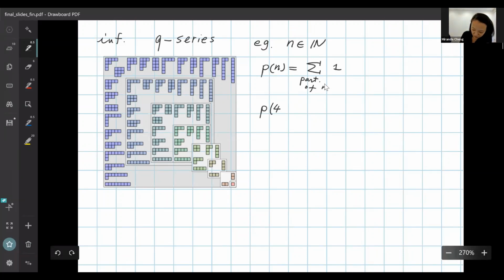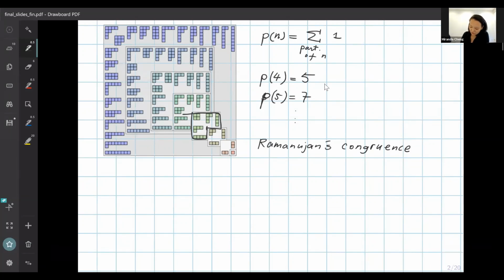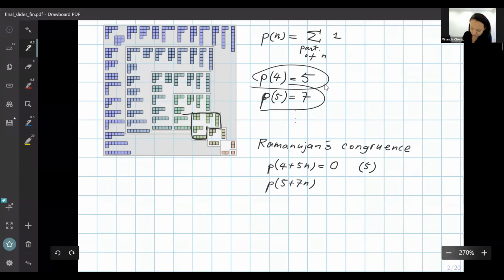For instance, when n is 4, as you can see here, there are 5 ways to partition the number 4. And there are 7 ways to partition the number 5, and so on. And in fact, Ramanujan made this very interesting observation, which is that the infinite sequence of partition numbers actually satisfies a congruence relation, namely, for all numbers that are equal to 4 mod 5, for instance this one, its partition number is actually 0 mod 5. And similarly for 5, okay? And so on.